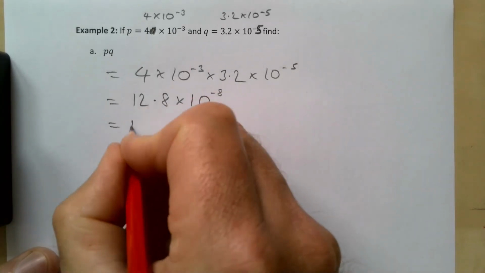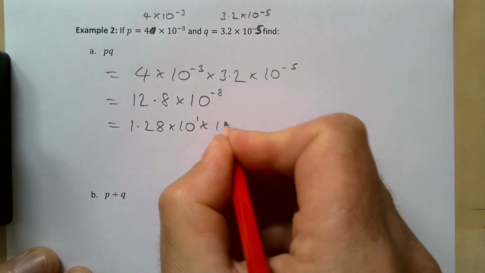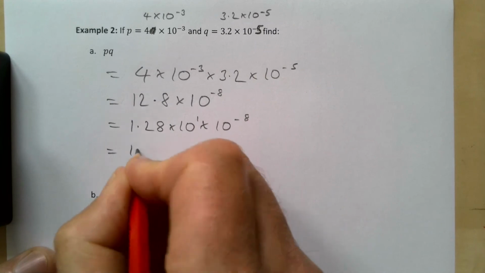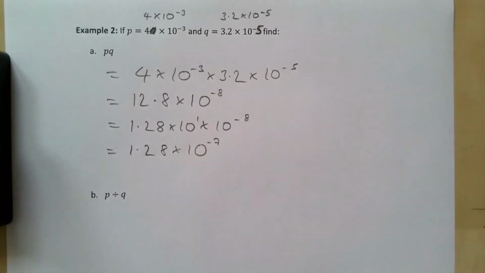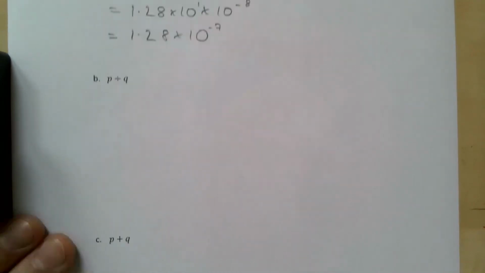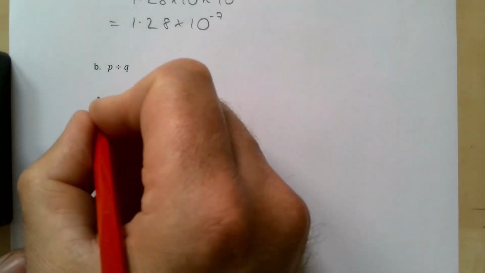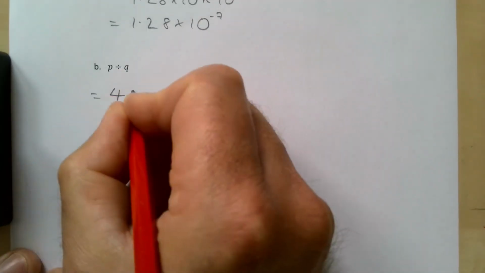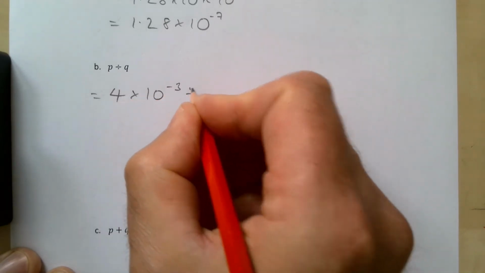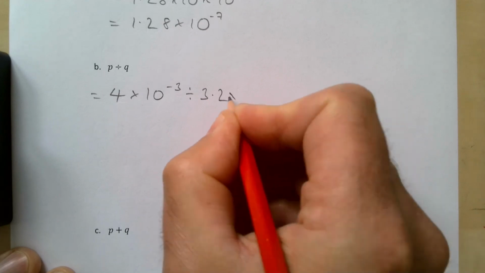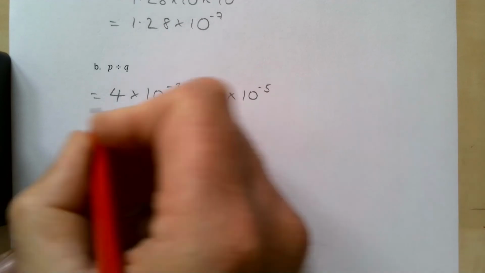This number isn't in standard form, I need to write it in standard form. 1.28 times 10 to the power 1 multiplied by 10 to the power minus 8. That gives me 1.28 times 10 to the power of minus 7. The second one then is P divided by Q. So we have 4 times 10 to the power of minus 3 divided by 3.2 times 10 to the power of minus 5.